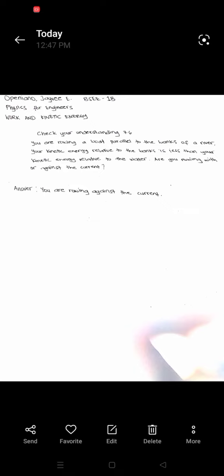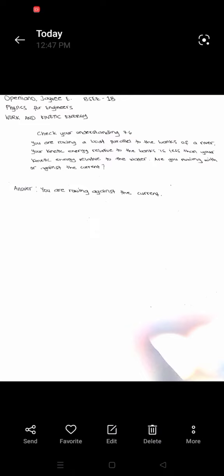Check your understanding. You are rowing a boat parallel to the banks of a river. Your kinetic energy relative to the bank is less than your kinetic energy relative to the water. Are you rowing with or against the current? So my answer here is you are rowing against the current. Your kinetic energy relative to the bank is less than your kinetic energy relative to the water. So you're rowing a boat parallel to the banks of a river.